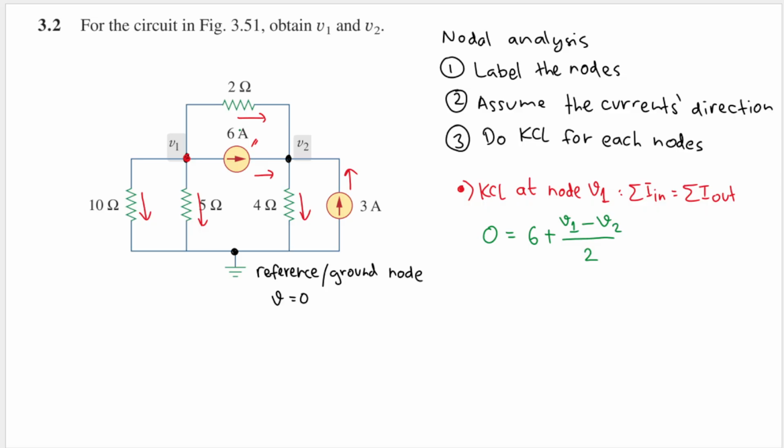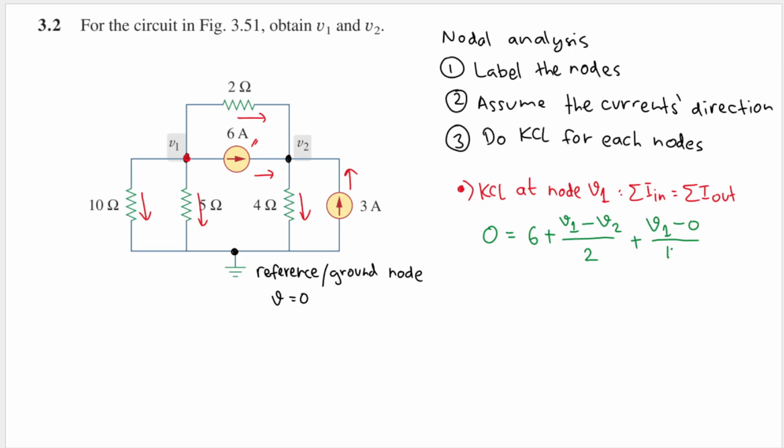We still have 2 more branches here, this one, and we can do the same thing. For this current here, we will have V1, where the current comes from, minus the ground node, where the current goes to. So we'll have minus 0 here, divided by the resistance between them, which is 10.